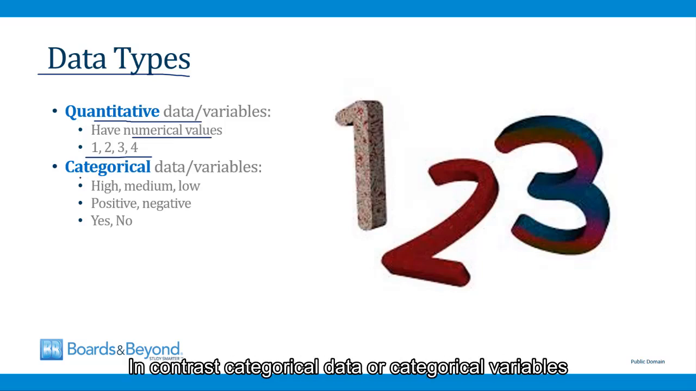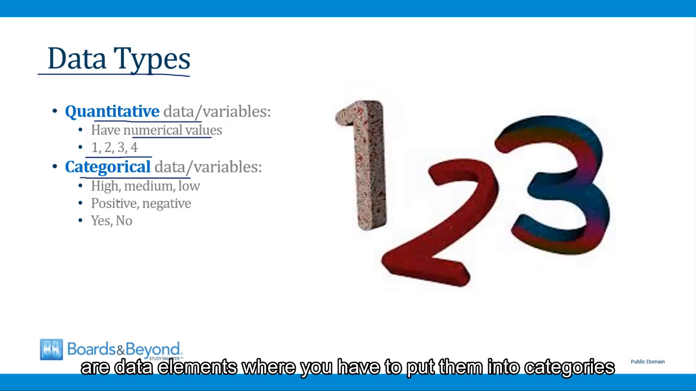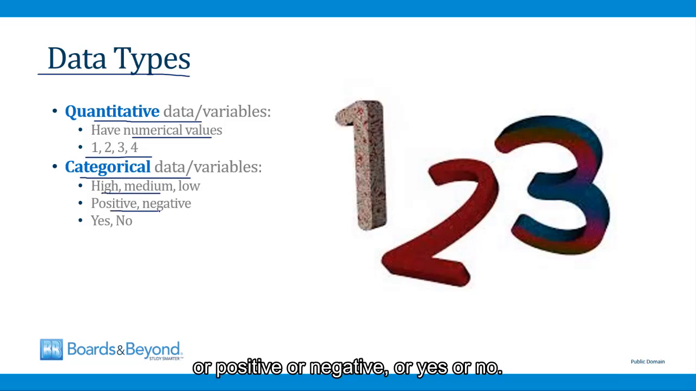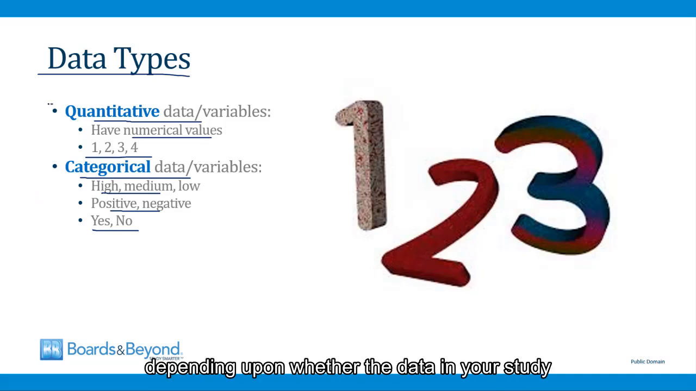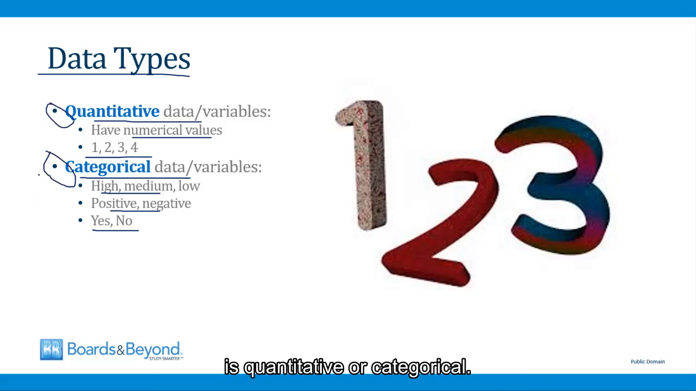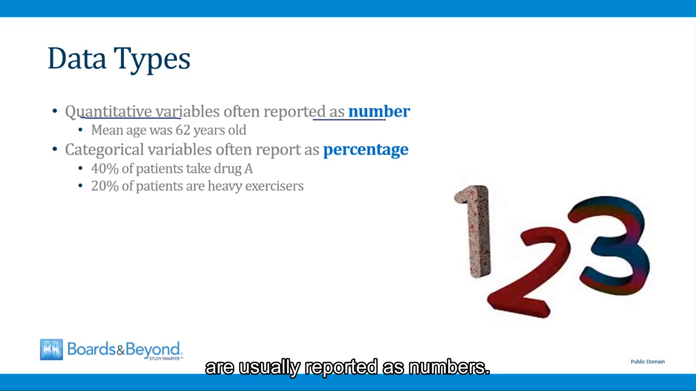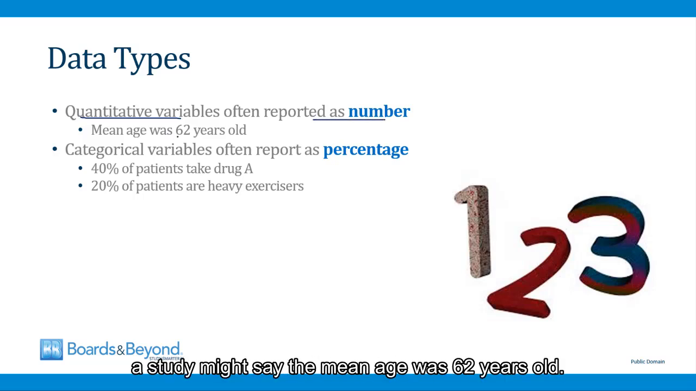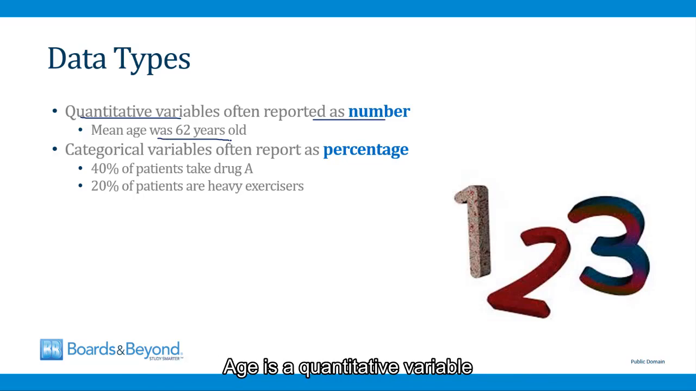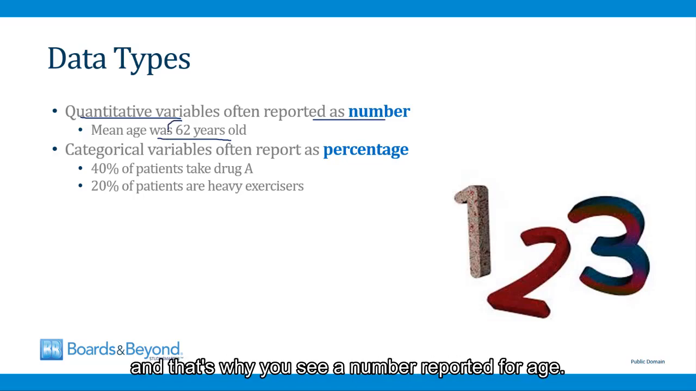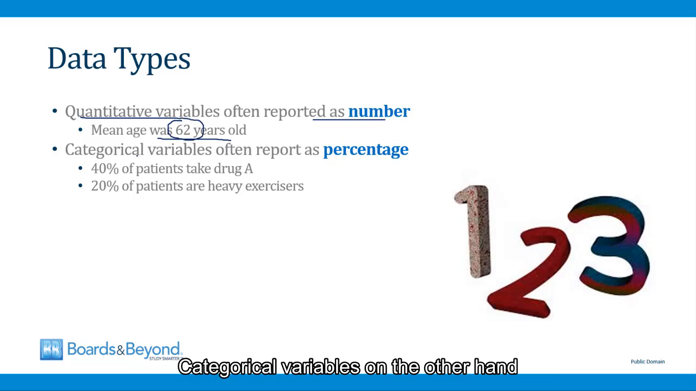In contrast, categorical data or categorical variables are data elements where you have to put them into categories like high, medium, or low, or positive or negative, or yes or no. And as we will see, there are different statistical tests used depending upon whether the data in your study is quantitative or categorical. Quantitative variables and quantitative data are usually reported as numbers. So for example, a study might say the mean age was 62 years old. Age is a quantitative variable, and that's why you see a number reported for age. Categorical variables, on the other hand, are often reported as a percentage.